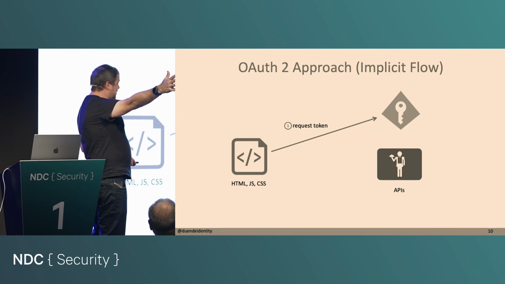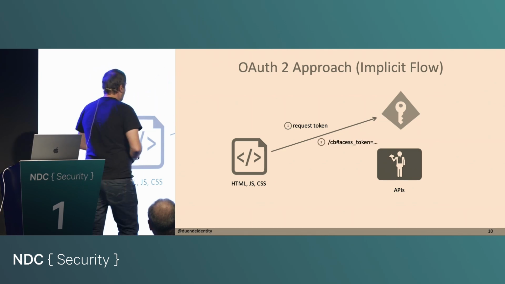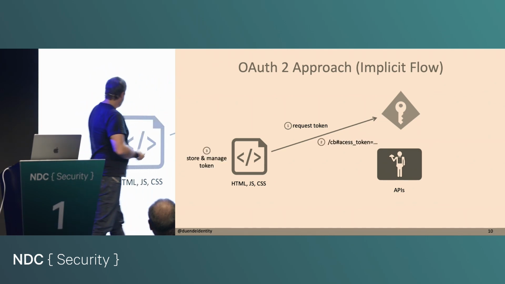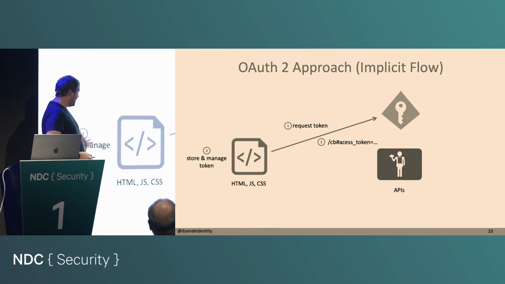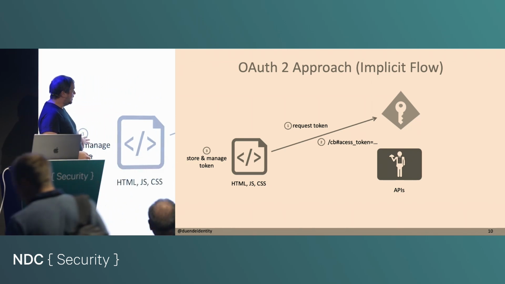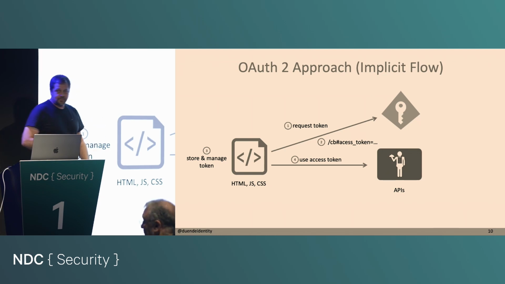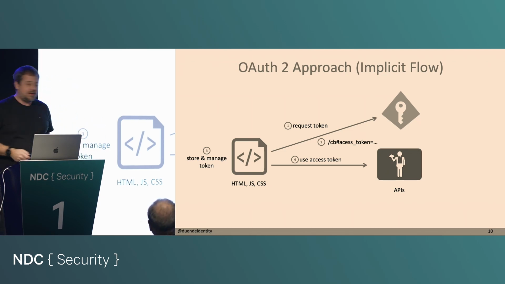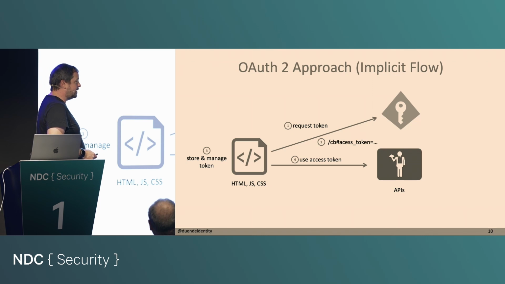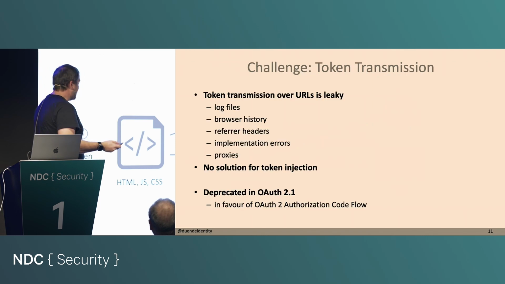That's how implicit flow worked. You made a token request, the server sent you back the access token on the URL, and then you would store the access token inside of your browser, and then you would use it. Now, is that good from a security point of view? I mean, to make it short, no.